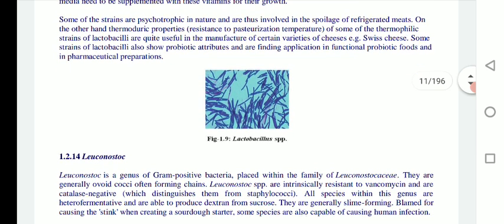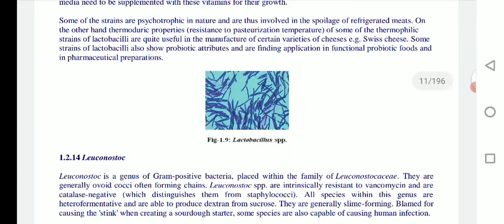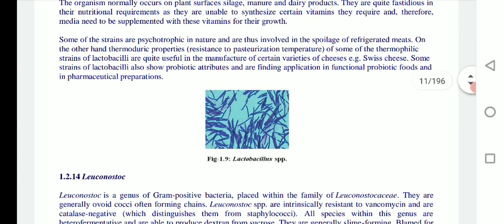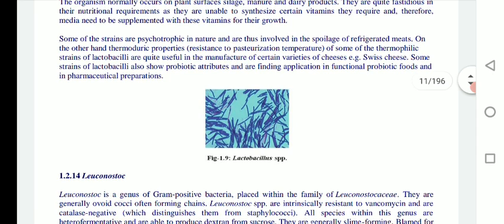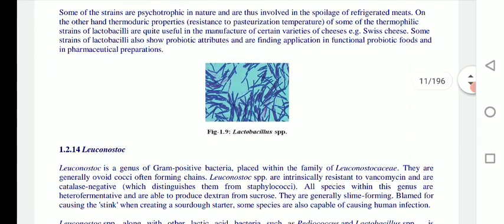And some of the strains of lactobacilli also show probiotic attributes and are finding application in functional probiotic foods as well as pharmaceutical preparations. So probiotics is the area. These are good bacteria, and most probiotic bacteria include some species of lactobacillus or lactic acid bacteria.